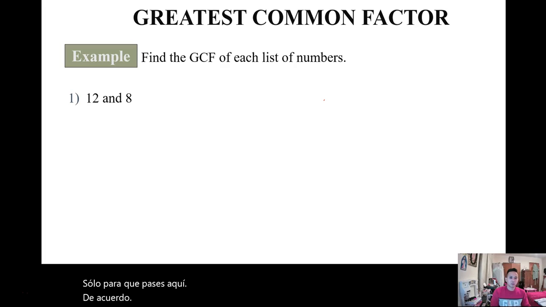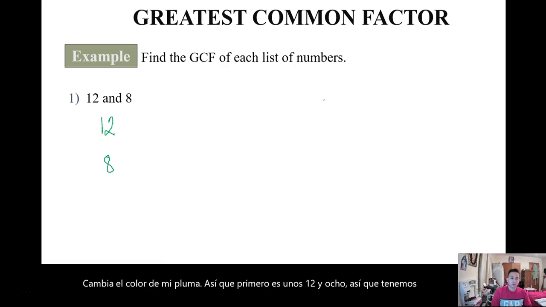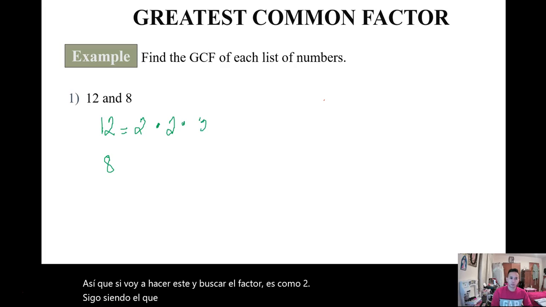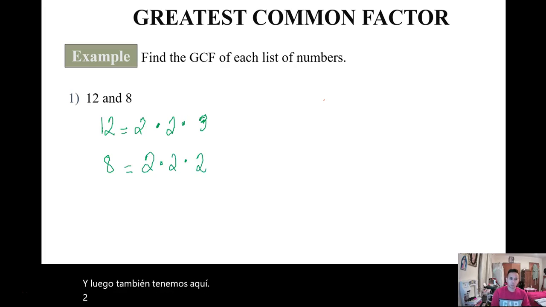I'll just change the color of my pen. So first is 12 and 8. So we have 12 and then 8. If I'm going to break this one down and look for the factors, it's 2 times 2, which is 4, and then we have 3. So 2 times 2 times 3 is equal to 12. And then we also have here 2 times 2, which is 4, times 2, which is 8.